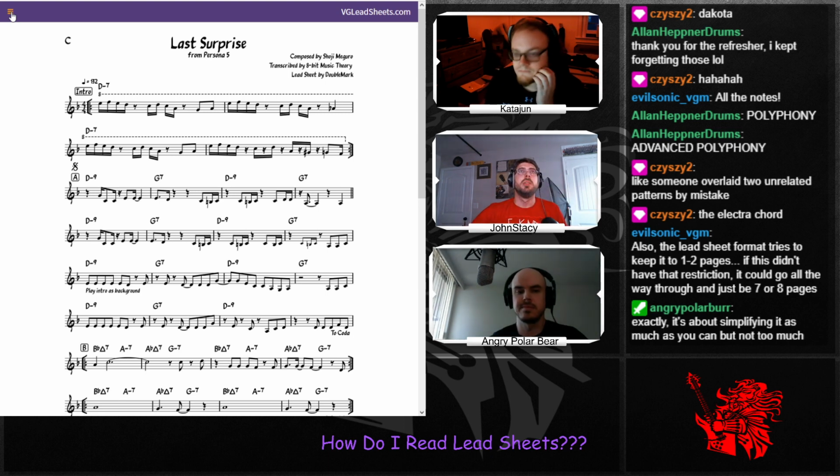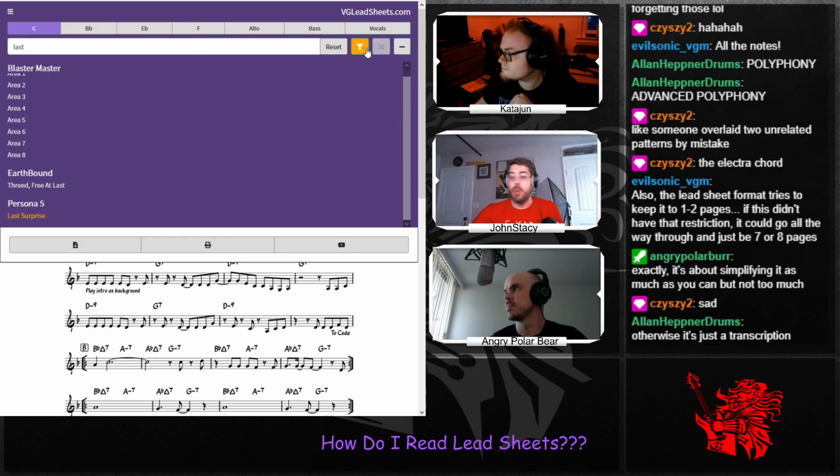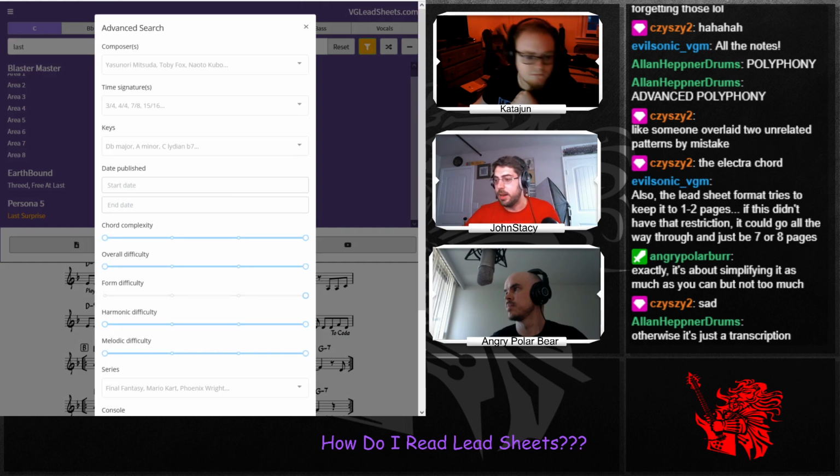So this is something that's specific to VG lead sheets. I'm going to go a little bit into the UI, if that's all right. Some things that are helpful.